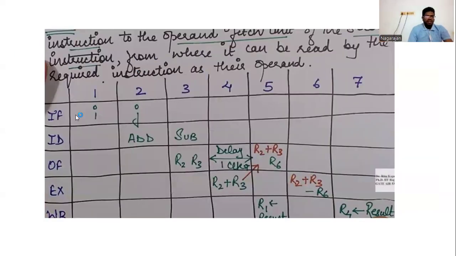Let's see the example from the previous one. We take the same two instructions: clock cycle 1 takes I, and clock cycle 2 concurrently takes J. In the instruction decode phase the add is performed, and in cycle 3 the subtraction is performed. At the operand fetch point, it takes the operands R2 and R3 and starts the addition. Then we create only one delay. The operation R2 plus R3 is performed, and the result is forwarded as an operand to the next clock cycle, that is cycle 5.